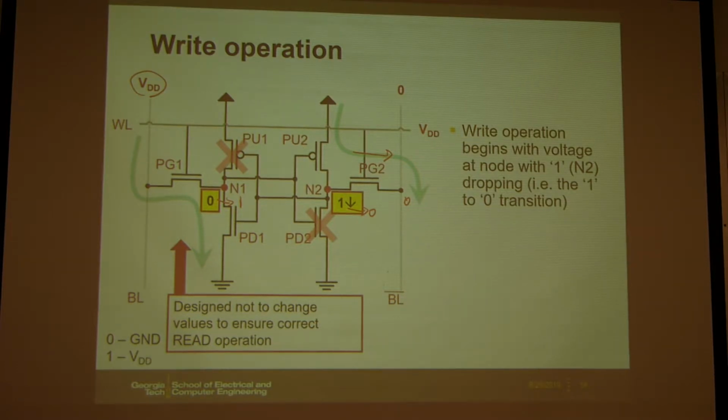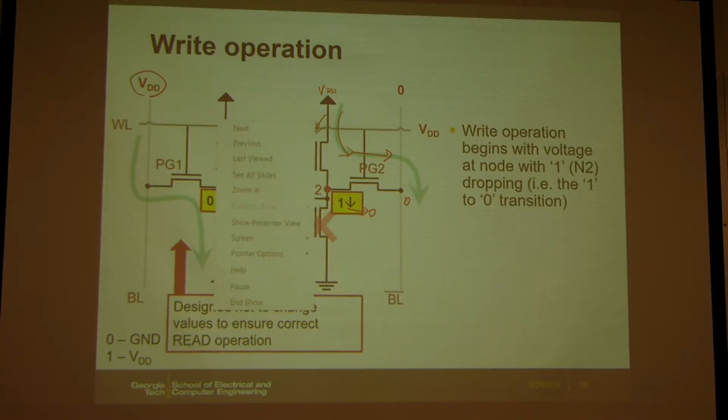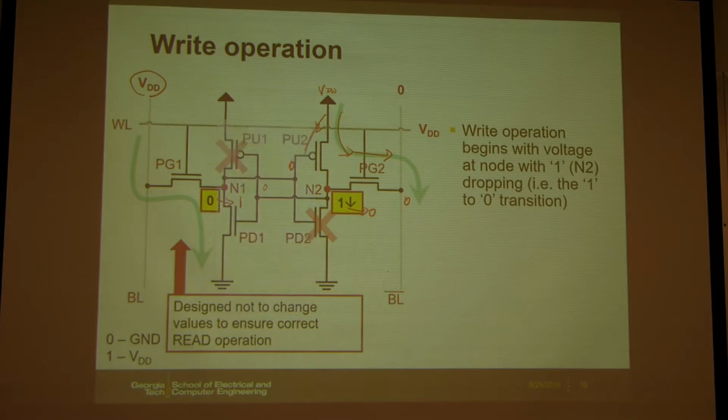This is PMOS. Here the N1 stores 0. That means here is 0, and this is the VGS for the PMOS. This is VDD, so the PMOS is on. You know, for a PMOS, when the gate is 0, then the PMOS is on. So you have this kind of a path for the current flow from the VDD through the PU2 and PG2, and then to the bit line bar, which is ground. So then you can again approximate those two transistors as two resistors.